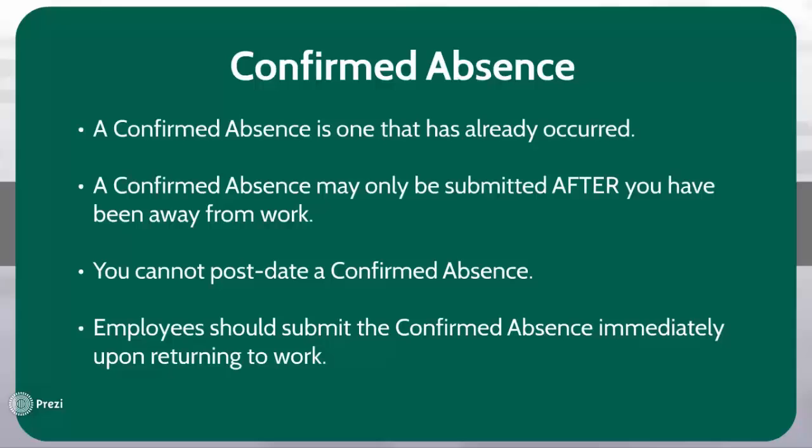A confirmed absence is one that has already occurred. You enter the absence details when you return to work. Example number 1. I had a doctor's appointment this morning. When I get back in the office, I will change my planned absence to confirmed. Example number 2. I was sick yesterday, so when I get back to the office, I will enter the absence as confirmed. I will not need to change anything because it was not planned.